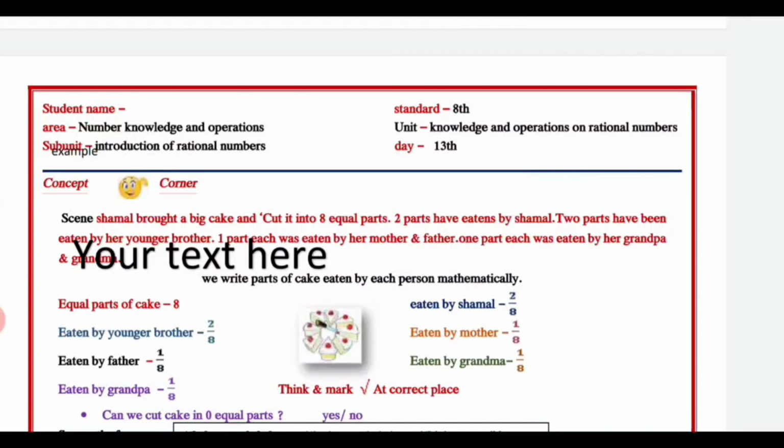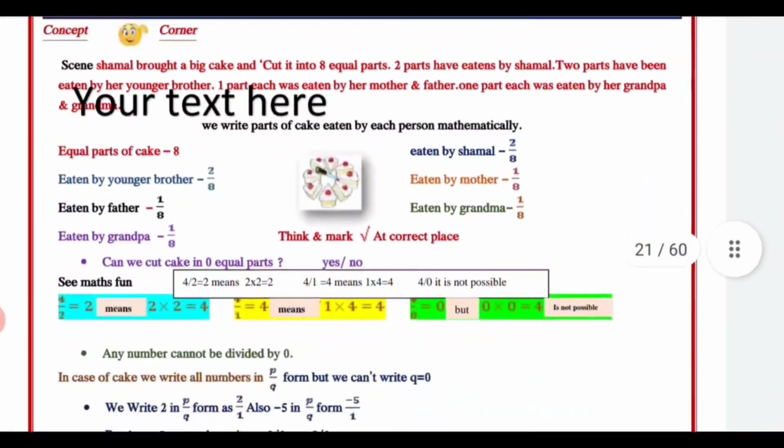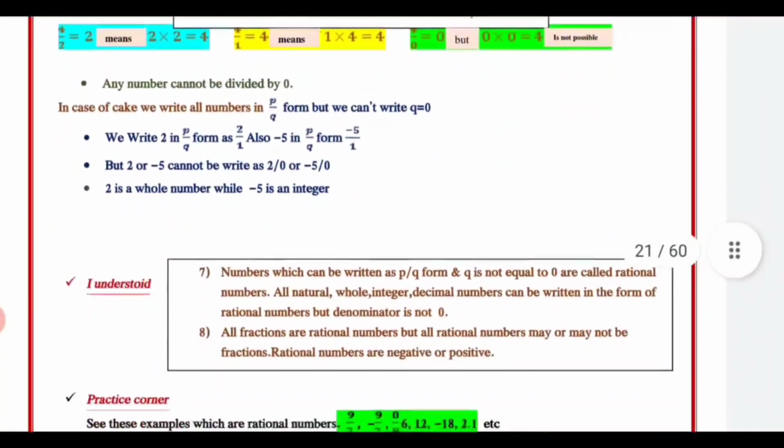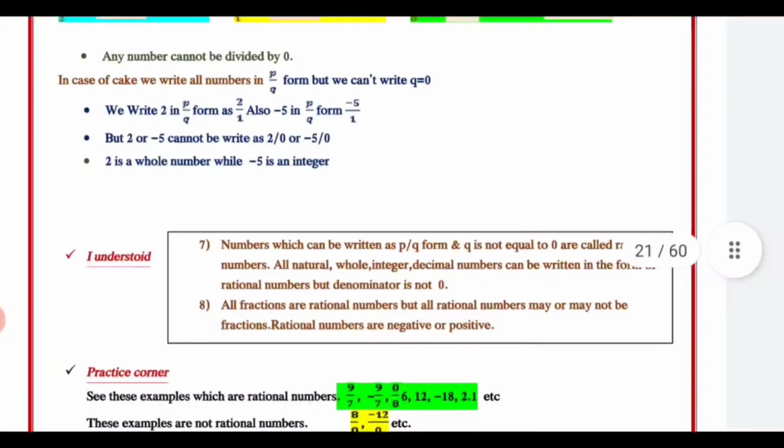In the beginning, in the concept corner, you can see one example. You all have to read this example very carefully and see how the statements are expressed mathematically in fraction form and in rational number form. Now we will come to the important points regarding rational numbers and fractions.